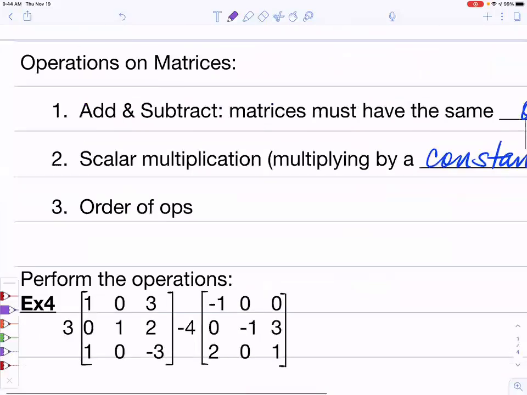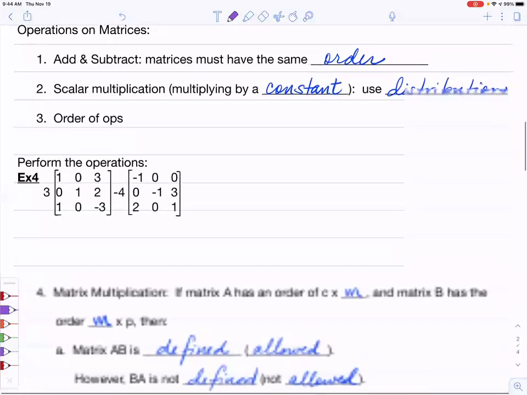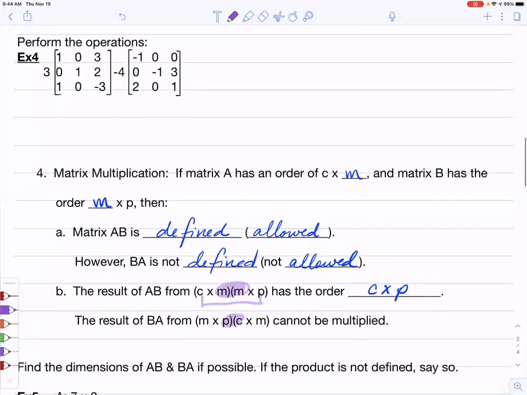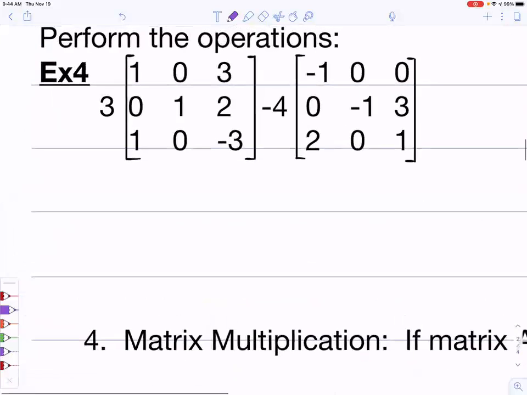That causes issues. All right, so things that we can do, again, we can add and subtract matrices. We can multiply by a scalar, which just simply means we're multiplying by a plain old number. And we have to follow the order of ops, okay? So that isn't any different. So when I look at example number 4 then, what will I do first?